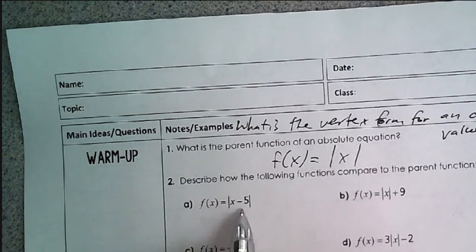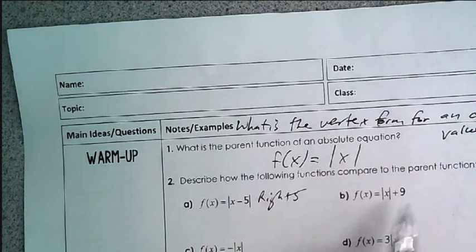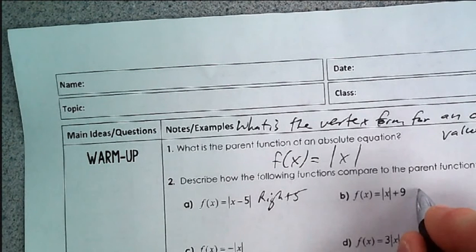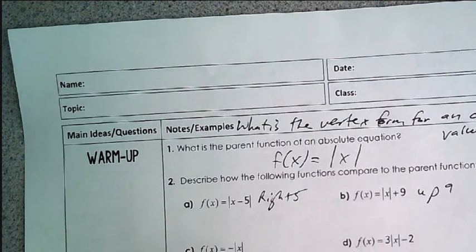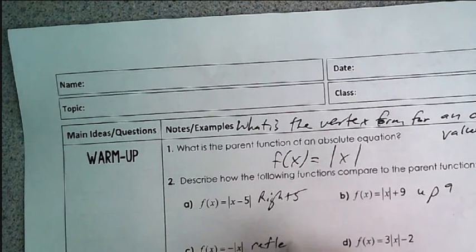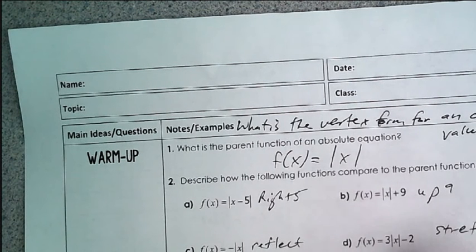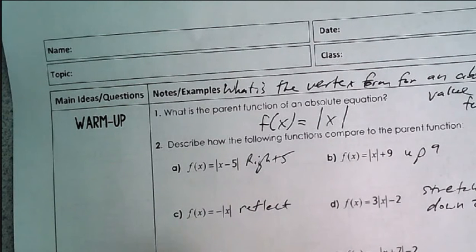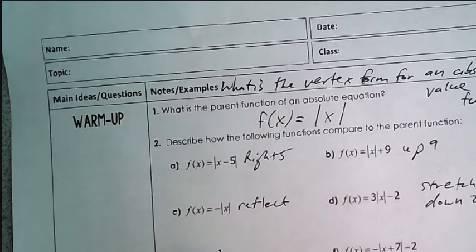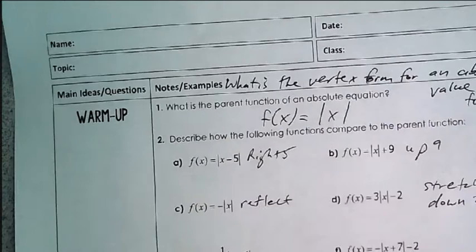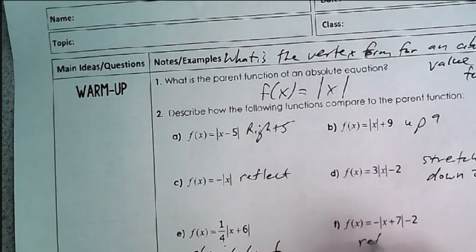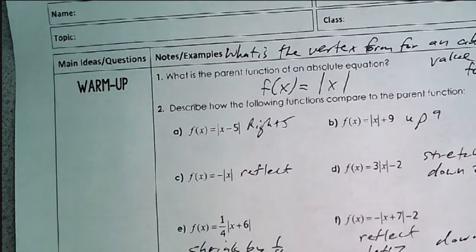So what does this minus 5 do? Right 5. What does this absolute value of x plus 9 do? Up 9, because the 9 is outside the absolute value. What does this negative do? Okay, what does the 3 do here? Stretch by 3. And then the minus 2? Down 2. Alright. E, what does the 1/4 do? Shrink by 1/4. And the plus 6 does what? Left 6. Alright, and then F, what does the negative do? What does the plus 7 do? And down 2. Alright, very good. So that's what we just talked about. We did some problems. We didn't get those on film, but we did do them.